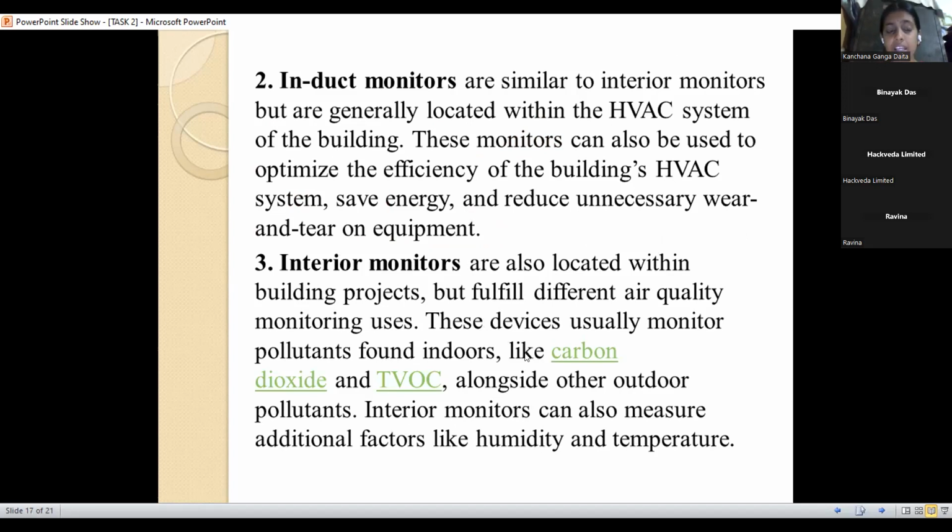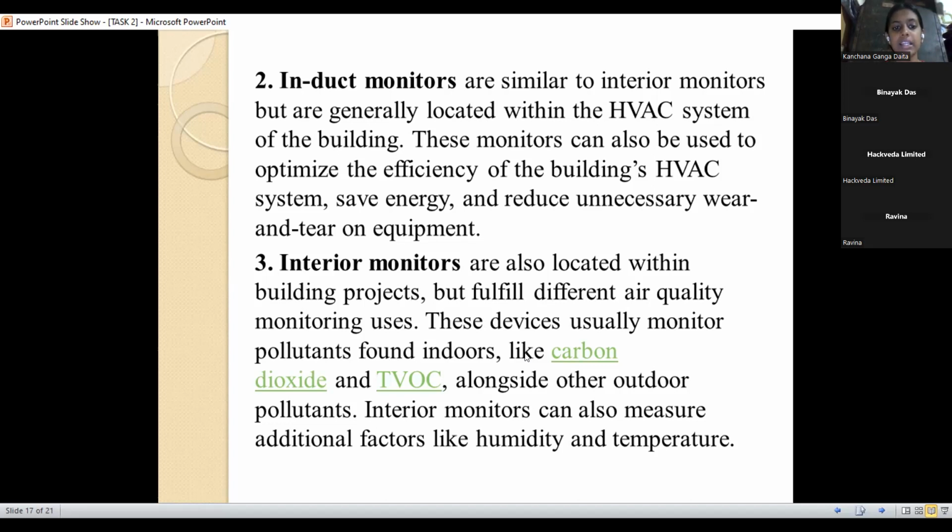These are also related to the HVAC systems of the building. Why? Because these monitors can be used to optimize the efficiency of a building's HVAC system. We all know the HVAC system is related to the interior of a building. So we can save energy by using HVAC systems, and we can reduce unnecessary wear and tear of the equipment. These are the advantages of using indoor monitors for interior monitoring systems.